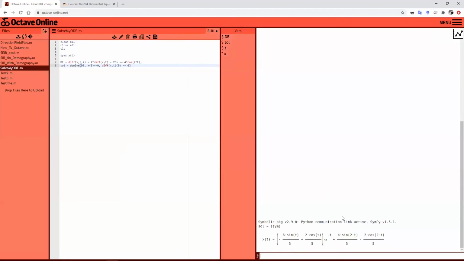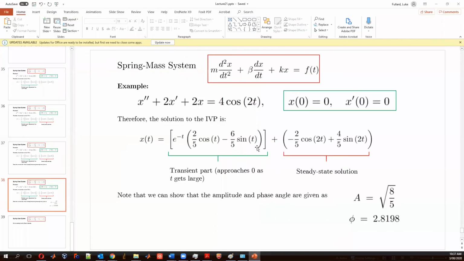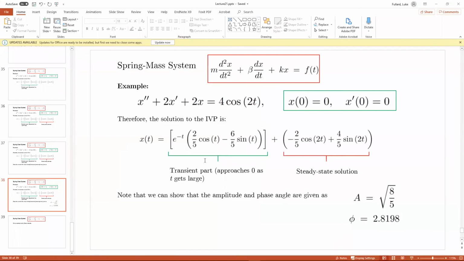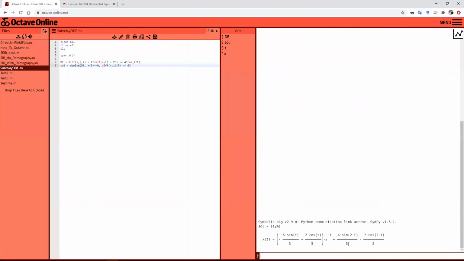Okay, great. So here we get e to the minus t, exponential of minus t, times negative 6 over 5 sine t plus 2/5 cosine t. So let's just check. It's the same. E to the minus t, negative 6 over 5 sine t plus 2/5 cosine t. So good. And then we have minus 2/5 cosine of 2t plus 4/5 sine of 2t, which is exactly what we have down here. So we're solving this exactly using Octave.